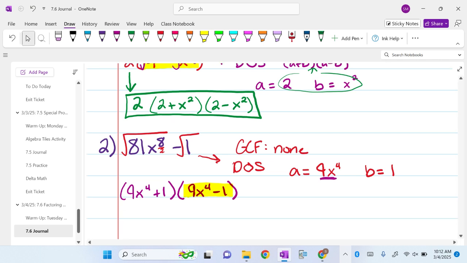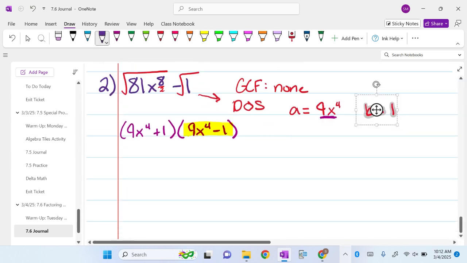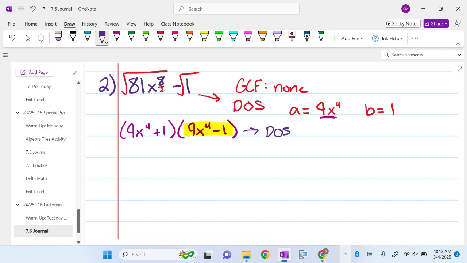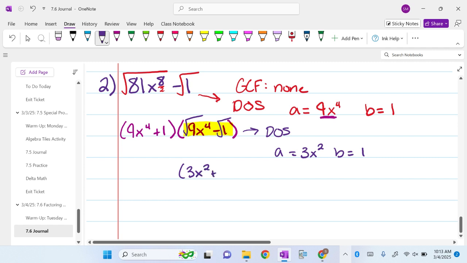Now, I'm going to do another difference of squares. So take the square root of both of these again. What's the square root of 9? What's the square root of x to the fourth? x squared. And then the square root of 1 is 1. So what are my two factors now? 3x squared plus 1 and? Good.